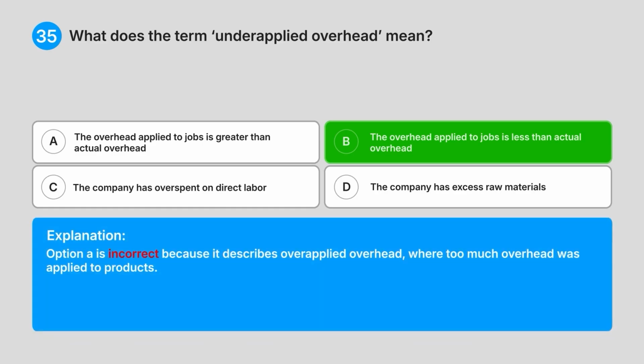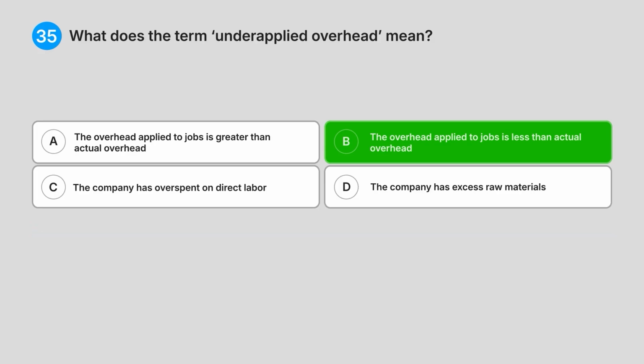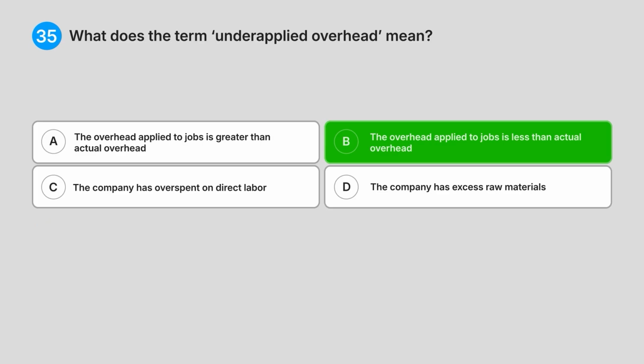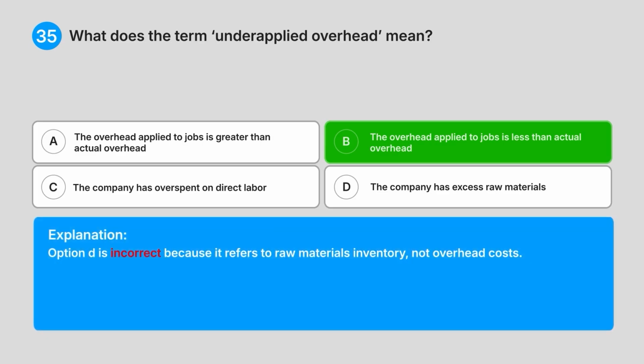Option A is incorrect because it describes over-applied overhead, where too much overhead was applied to products. Option C is incorrect because it refers to direct labour costs, not overhead costs. Option D is incorrect because it refers to raw materials inventory, not overhead costs.